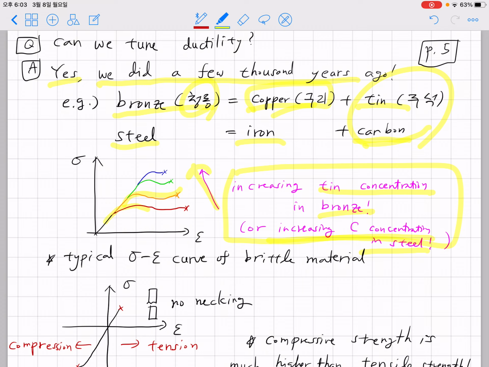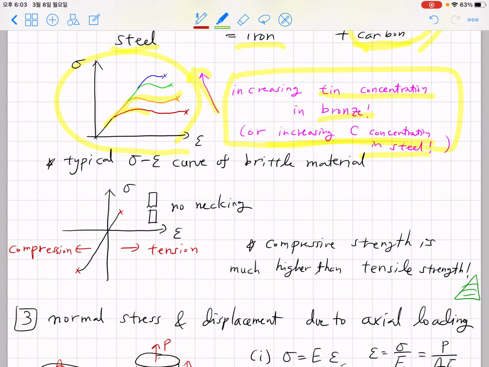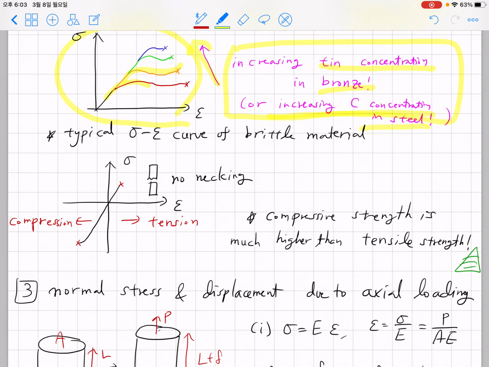If you major in metallurgy in materials science, you will learn about the nanomechanical background behind why material properties change like this. So this is a short discussion about ductile material.